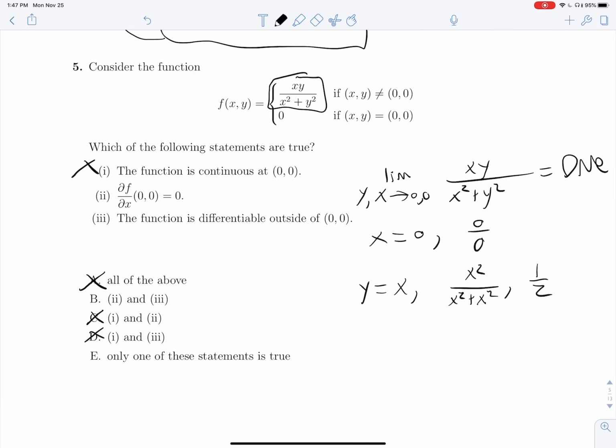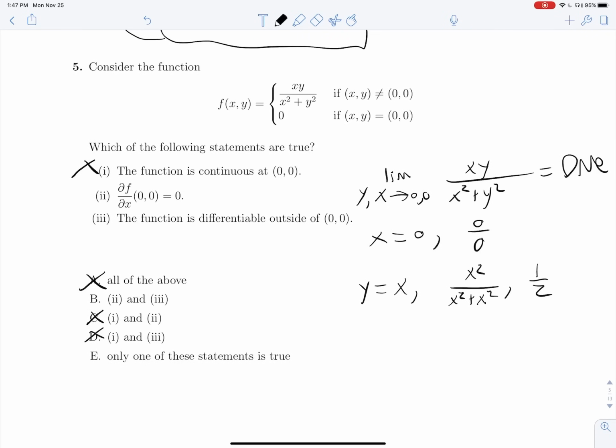So partial f partial x at 0, 0 is equal to 0. So this isn't something that I can go into depth about the proof and why a partial derivative is what a partial derivative is. I just simply do not know.